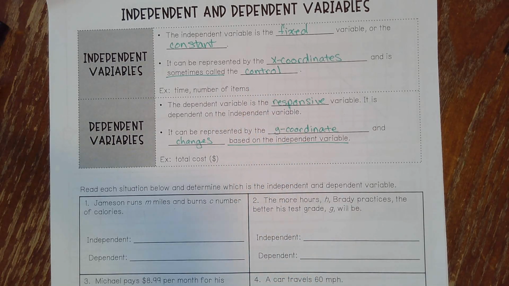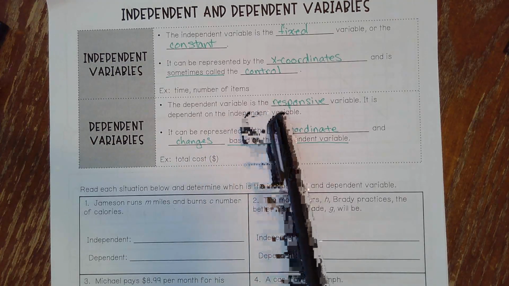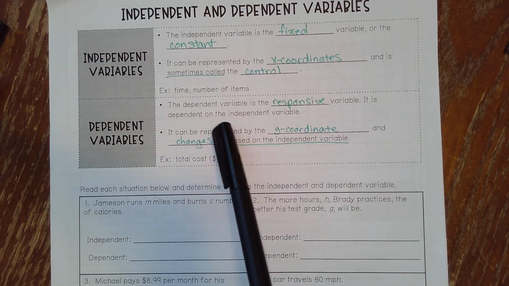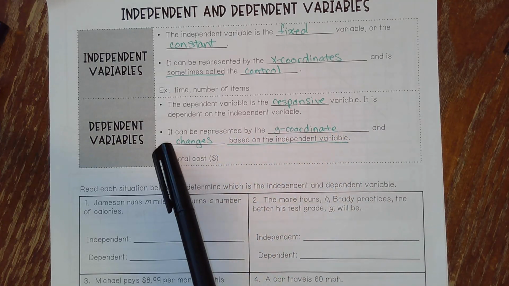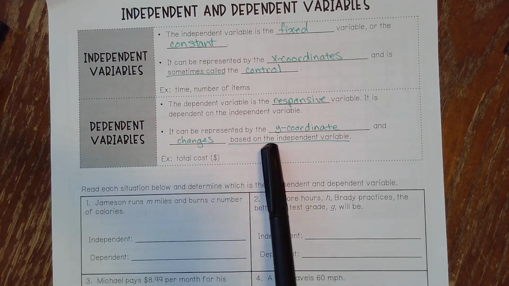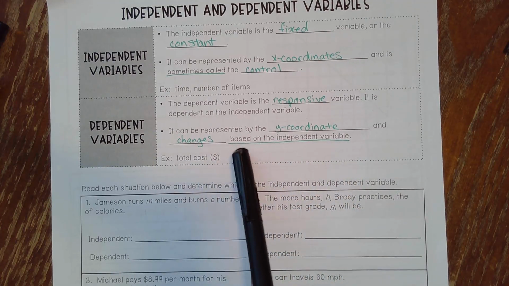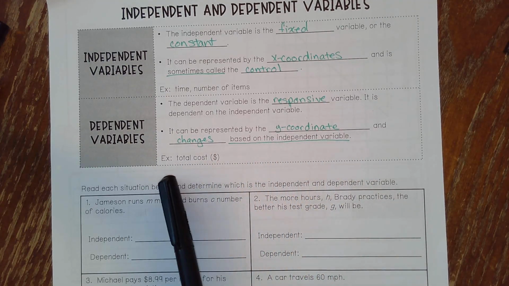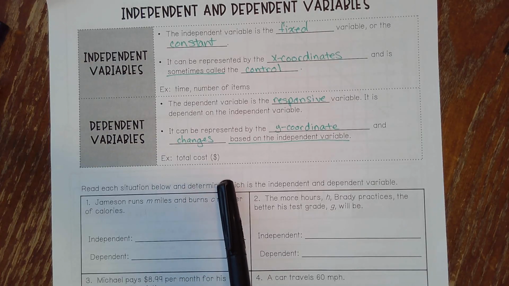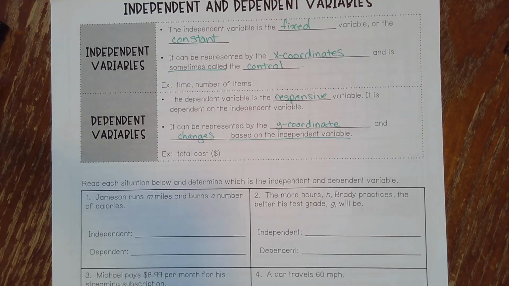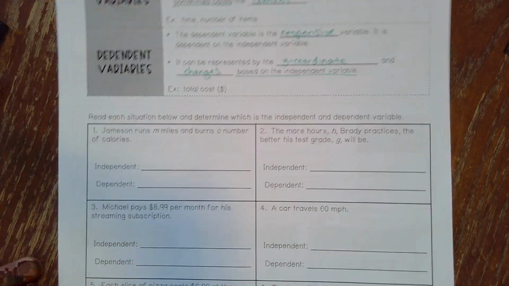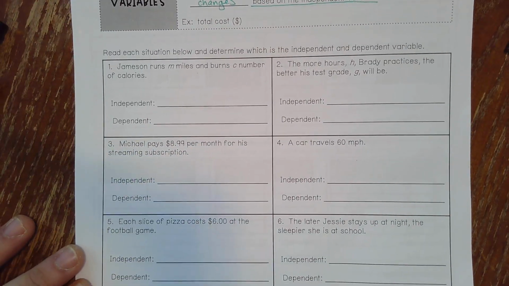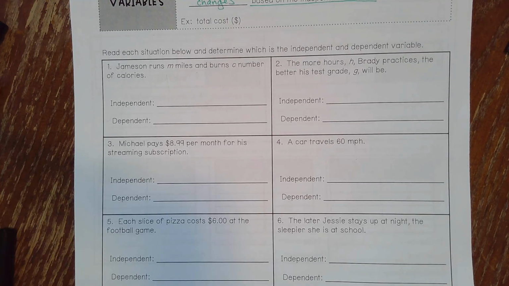For example, we have number of time and number of items, right? For your dependent variable, the responsive variable is dependent on the independent variable. It can be represented by the y coordinate and changes based on the independent variable. For example, your total cost, right? So we're gonna go into a few examples and talk about what that means. All right, but you'll be all right. So here, let's look at these first six and get going.